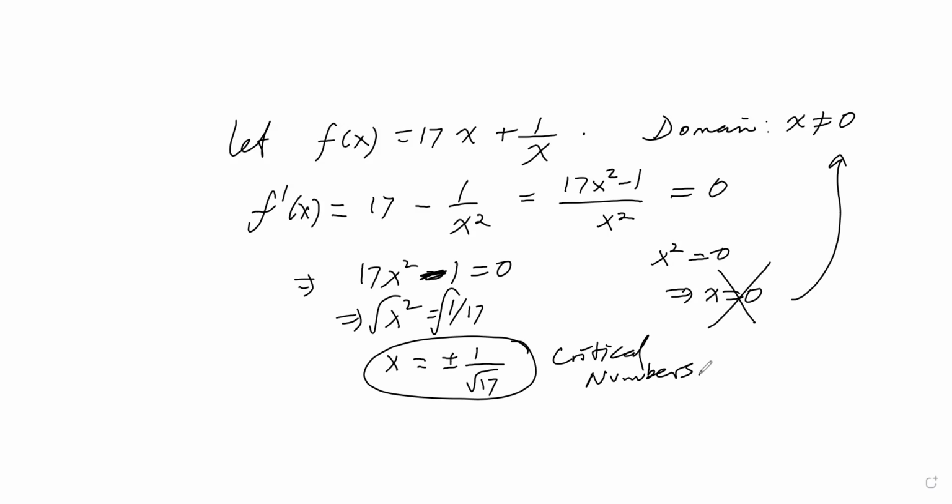So let me do it on the next page. The domain is taken out to 0, so 0 is out, and then you have negative 1 over square root of 17, positive 1 over square root of 17, and 0 is taken out. And then you can start doing the sign analysis for the derivative function.